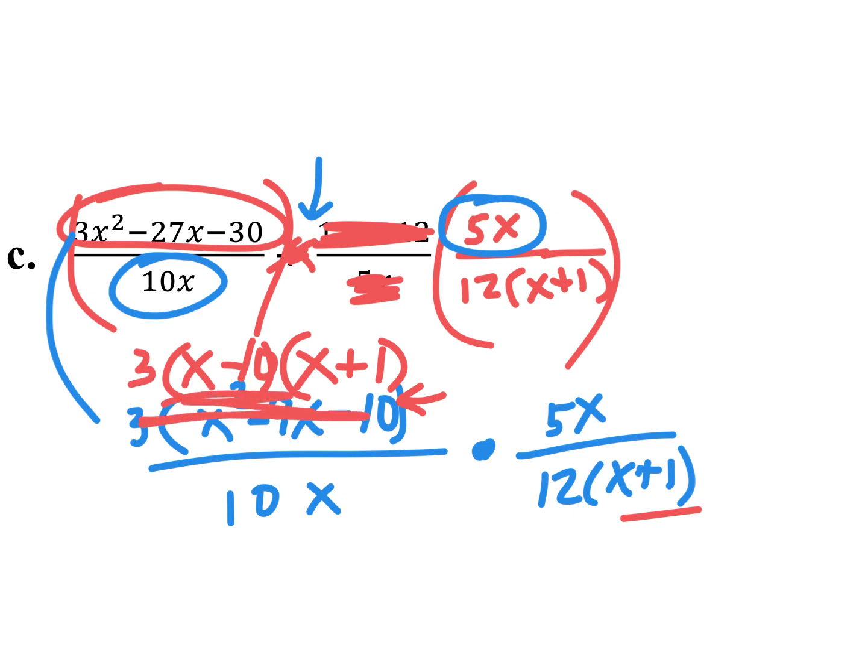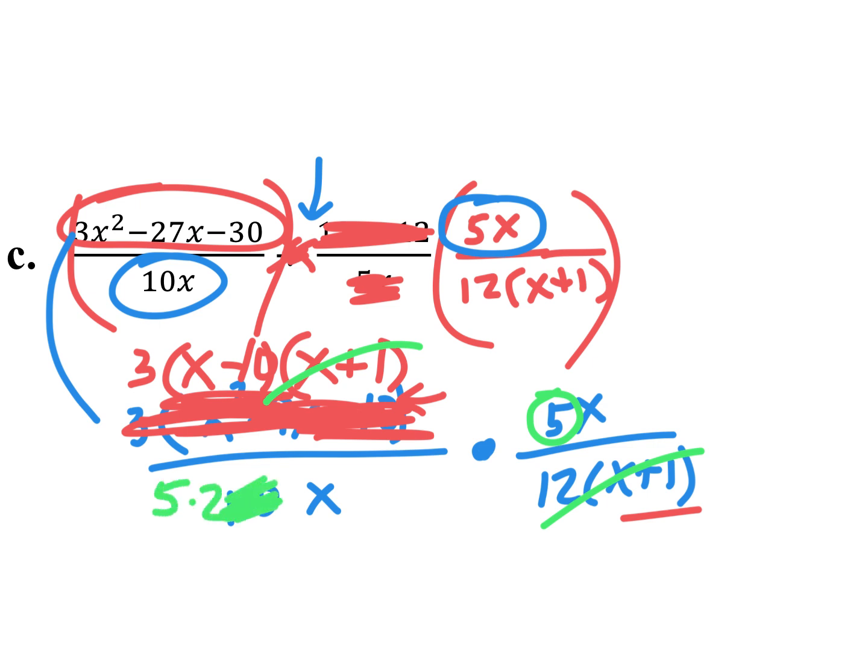Now I can just eliminate that. There, it's all factored. And look at all the stuff cancel. So the x plus 1s will cancel. The 5 and the 10 will cancel. And people sometimes don't know how that works. Let me show you. The 10 is really 5 times 2. So now you know that that 5 can cancel that 5. And this x can cancel this x.